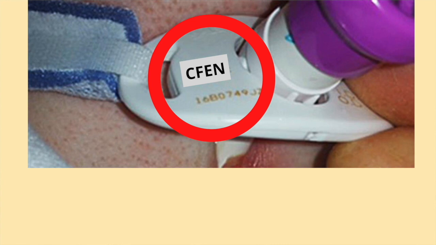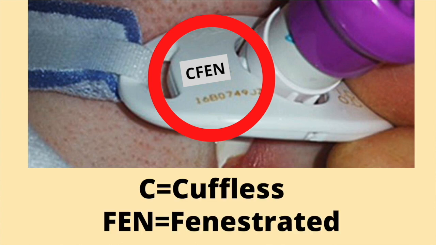The flange of the tracheostomy tube has important information on it and should include if the tracheostomy tube is fenestrated. For example, a cuffless fenestrated tracheostomy tube will have the letters C, F, E, N on it. The C is for cuffless, the F, E, N is for fenestrated.